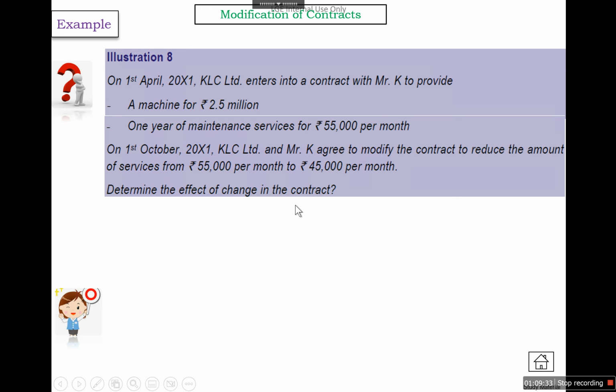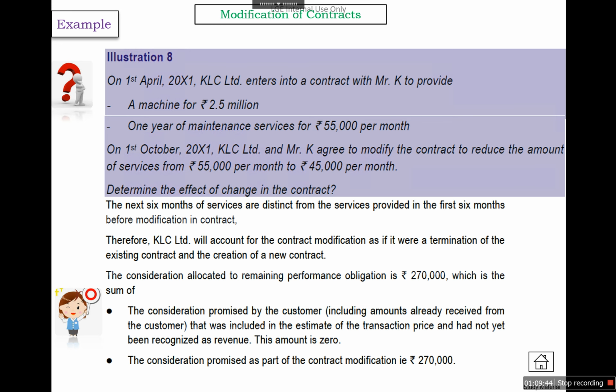So we need to check again whether it is approved. Yes, it is approved. Both parties agree to it. Now the two conditions: whether it is distinct goods and services. Yes, it is distinct goods and services. And whether it is at the standalone price. Now the price has been reduced. The standalone price was 55,000.